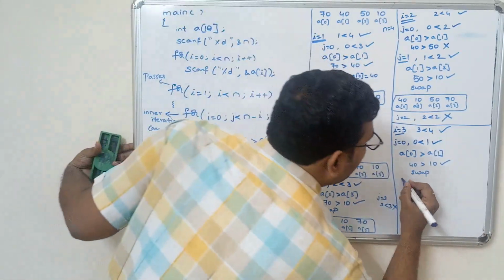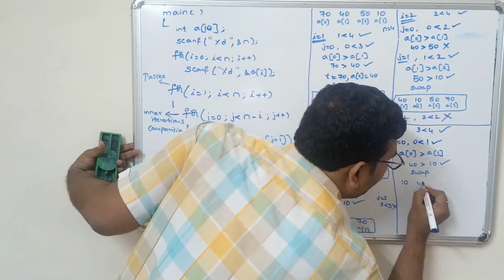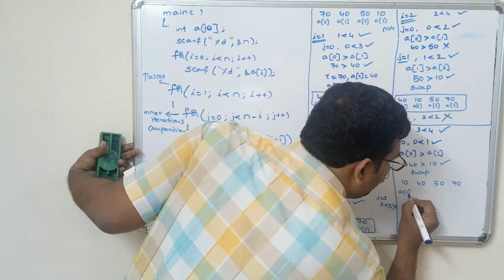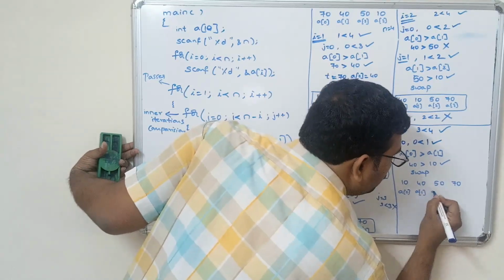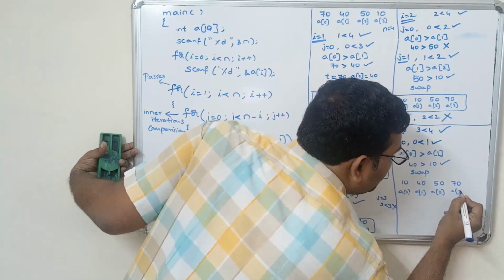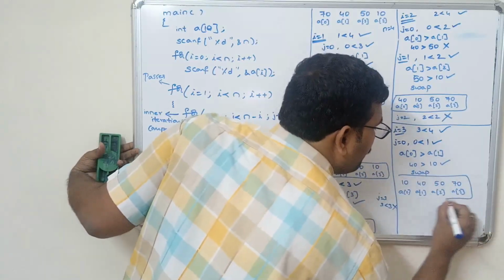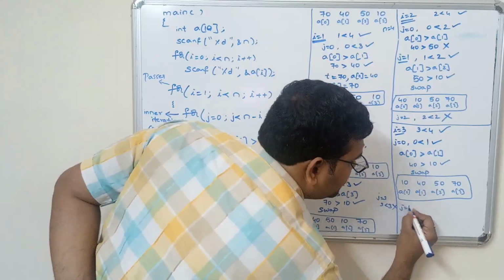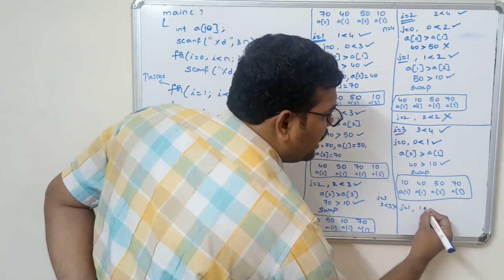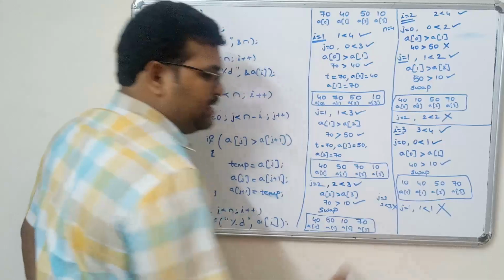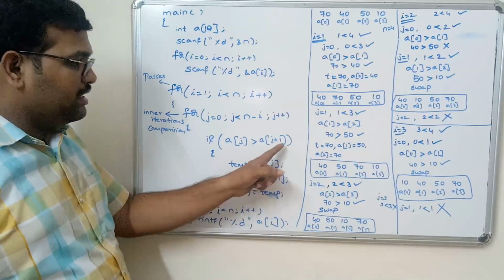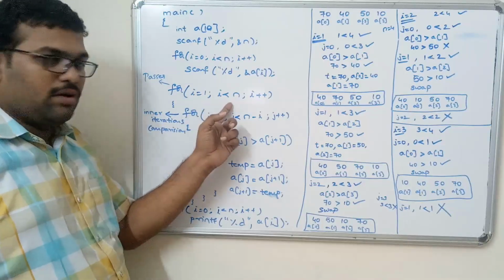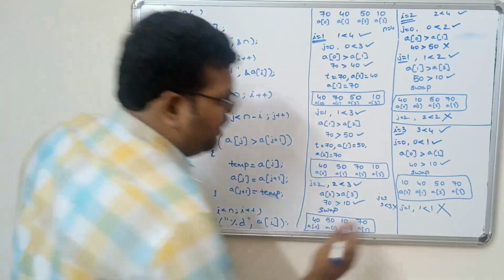So after swapping the values will be 10, 40, 50 and 70: 0th value, 1st value, 2nd value and the 3rd value. Now j will be incremented. j is equal to 1 and 1 less than 1. So the condition fails. Automatically the control comes out to the outer loop and i will be incremented.